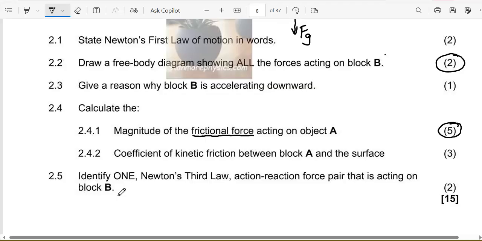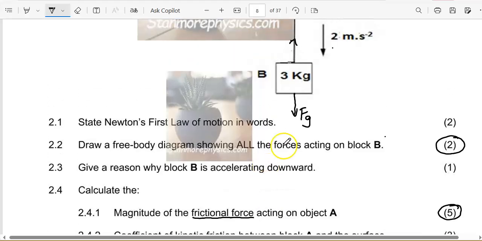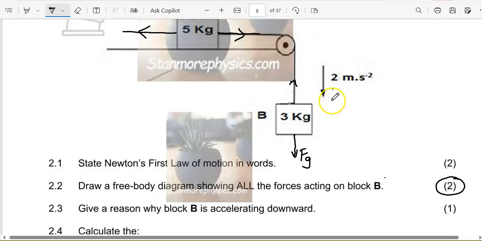Would it be the string on the block? The string on the block. Yes, I can say the string on the block. I was also thinking about the string on the block. So now, what you do is that if we look at the 3 kg block, we can see that the force that the rope, which is the tension, exerts on the box. So it will be the force that it exerts on the box. I'm just going to put a circle there.